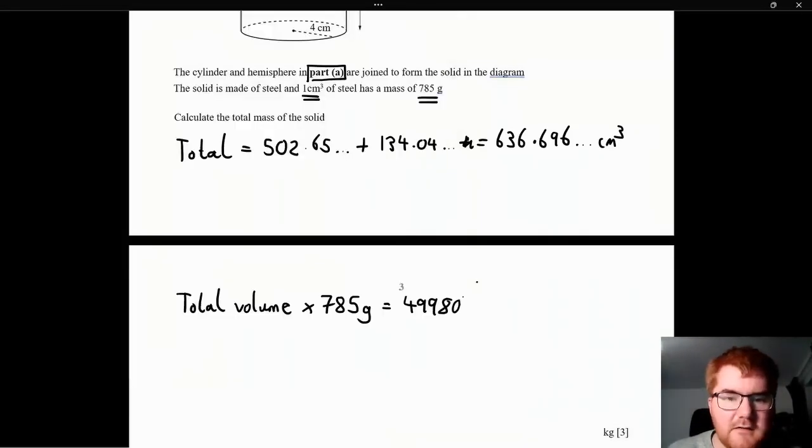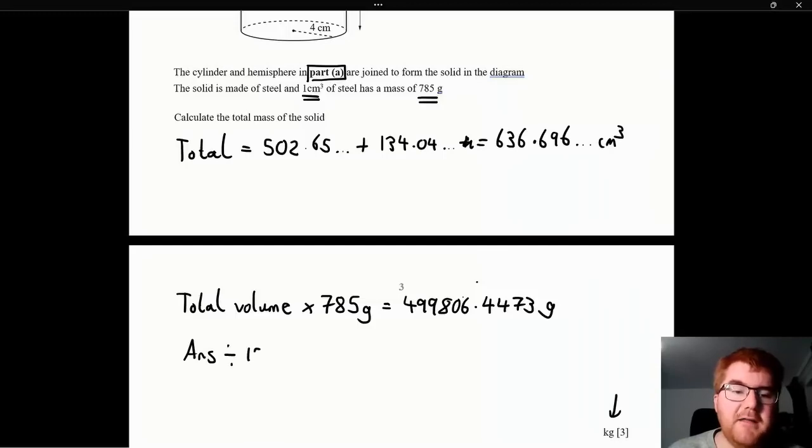499,806.4473. However, this is in grams. Notice the unit here, being sneaky, is in kilograms. So we need to convert from grams to kilograms. How do we do that? So we take our answer and we divide by 1,000. Remember, there are 1,000 grams in a kilogram.